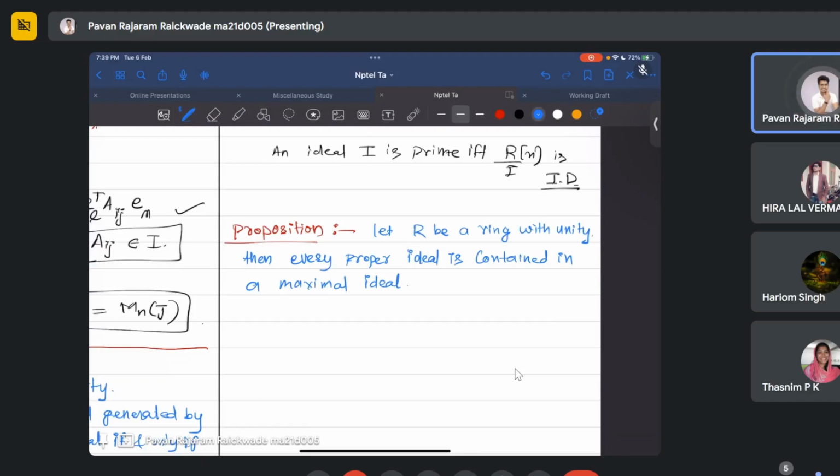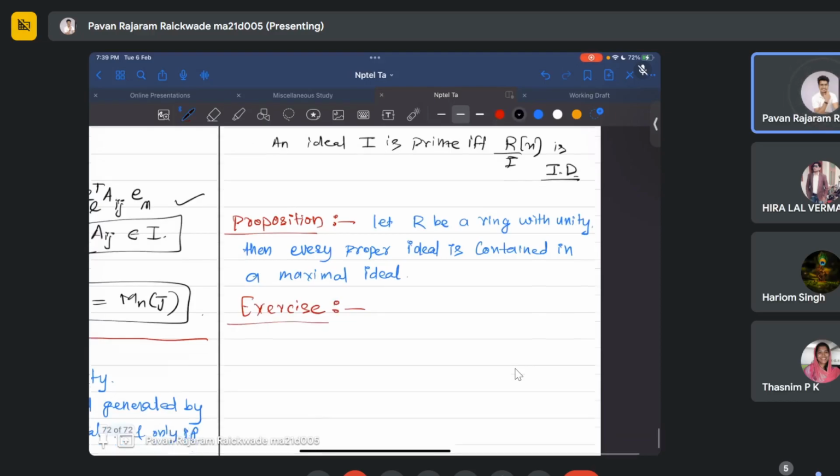And basically what is the question. I'll state the question also. You can try the question as an exercise. If not, I'll explain this in the next class. It's a very interesting question. Question is, you can use this proposition for this question.